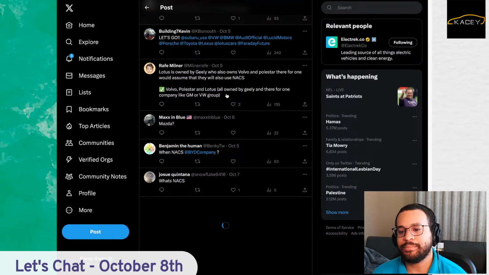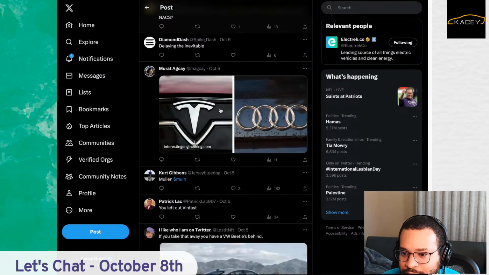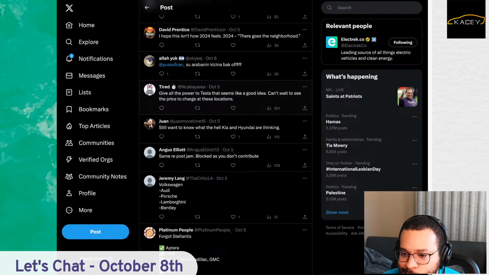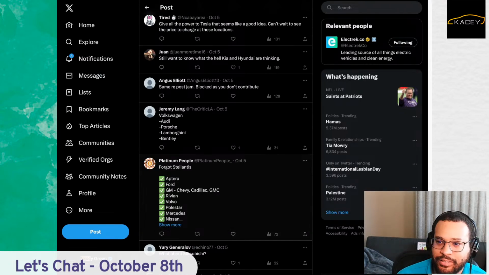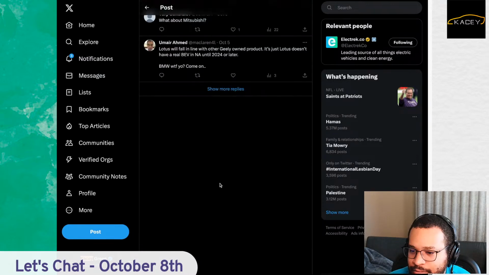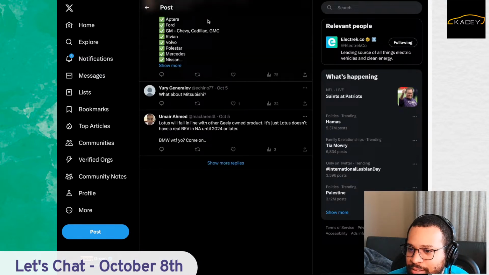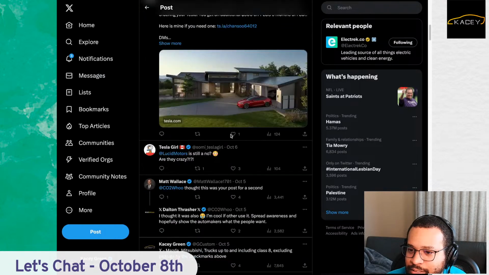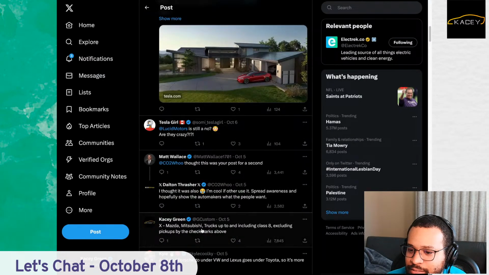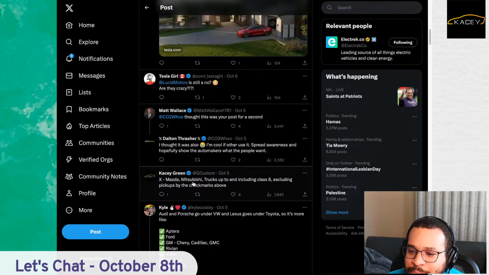Basically, I listed some that we're also missing. That's Atlantis. I think that was part of mine. Let's see. It didn't pull me up anywhere in these. Just pull up my name down to the very bottom of the interface. Oh, there I am. Okay. Mazda, Mitsubishi, trucks, up to and including Class 8, excluding pickups by the check marks above.